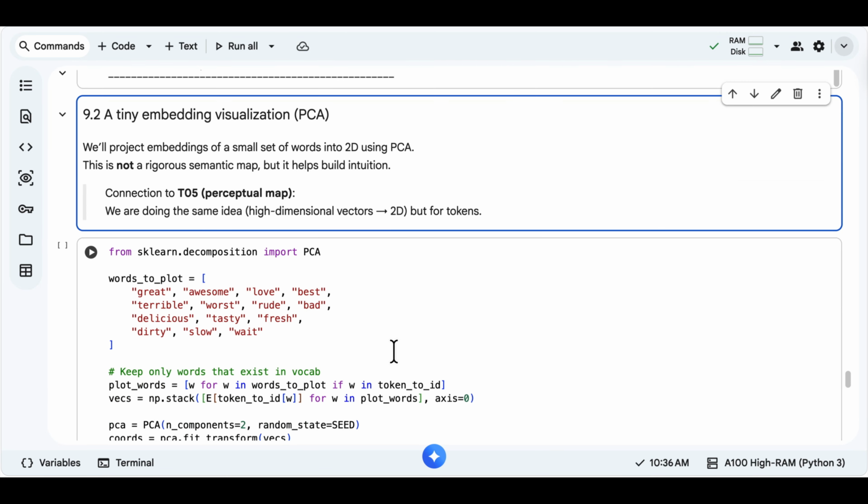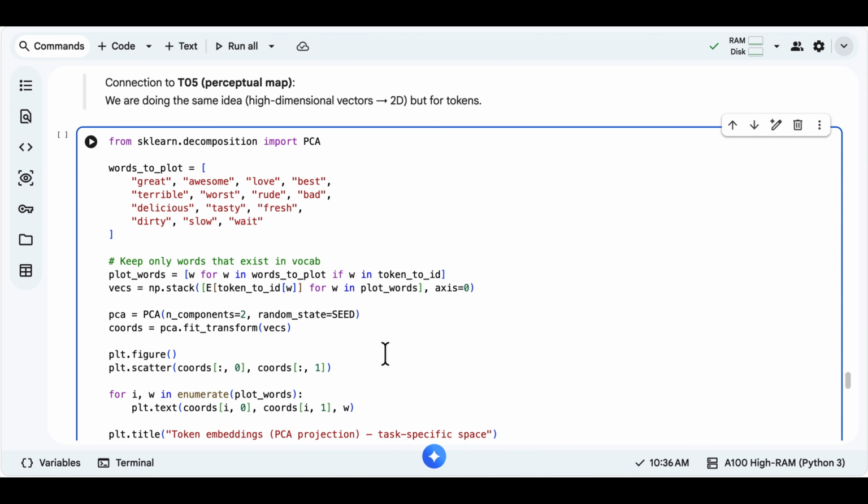This section introduces a tiny two-dimensional visualization using principal component analysis, or PCA. PCA is a dimensionality reduction method that takes many dimensions and finds a smaller set of directions that capture as much variation as possible. The connection to perceptual maps should feel familiar. We are again taking high-dimensional vectors and projecting them into a visual space so we can build intuition.